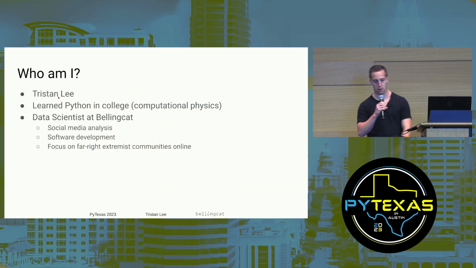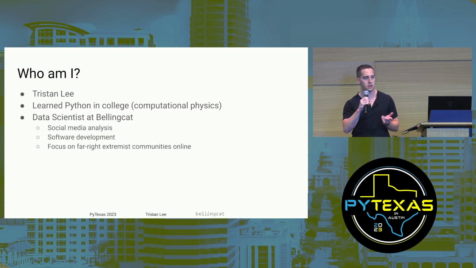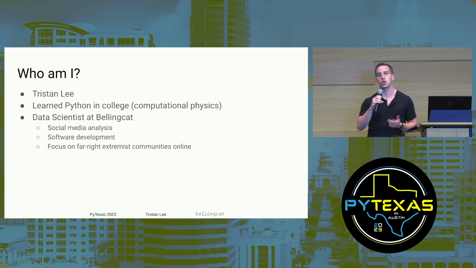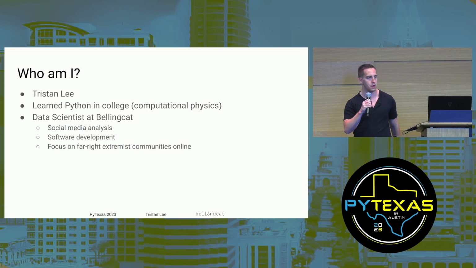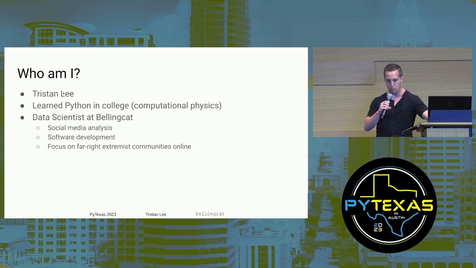All right, so I've been programming with Python for about 10 years now. I learned it in college, mostly for computational physics. In my current job, I am a data scientist and developer at Bellingcat, where I do a lot of large-scale social media scraping and analysis, and developing software tools for journalists and researchers to use. I'm particularly interested in far-right extremist communities online, and a lot of my research focuses on that.